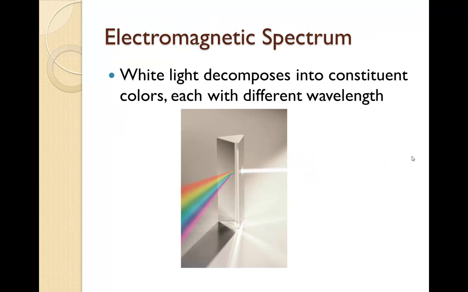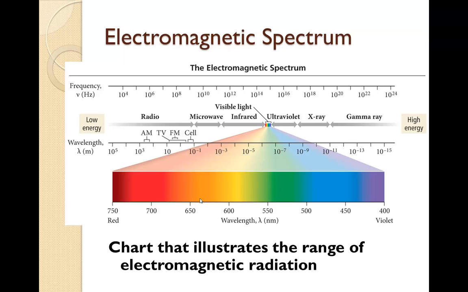White light decomposes into constituent colors. Notice as it's going through the prism here, it's going in as white, and then it diffracts and separates into its colors. Each has its own wavelength, but when they're all combined, they're white. This is the electromagnetic spectrum. It's a chart that illustrates the range of electromagnetic radiation.